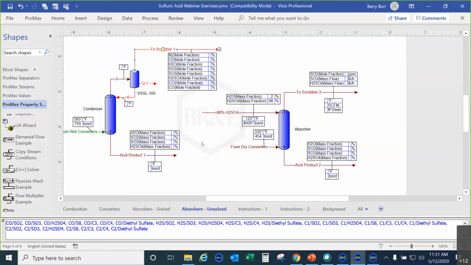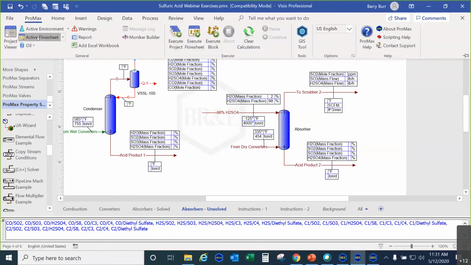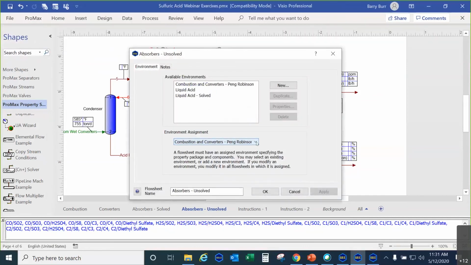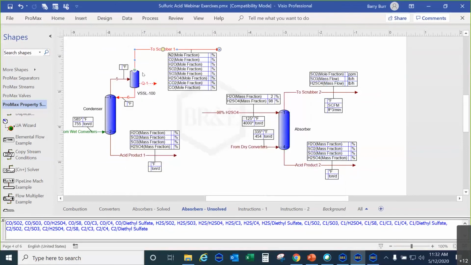The next thing we need to do is associate this flow sheet, the absorber's unsolved flow sheet, with that new environment we created. So in here, you go to ProMax, active flow sheet, and you switch from the assigned environment being combustion and converters to liquid acid. Press OK. So now anything that's happening on this flow sheet is going to use the component list, the thermo package, and the reaction set that's been configured in that liquid acid environment.